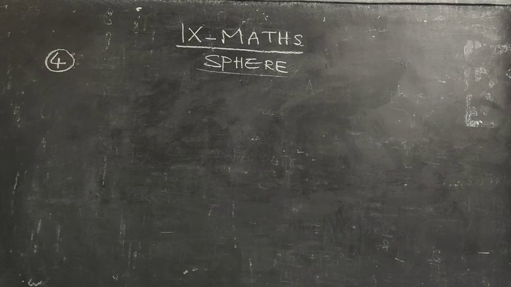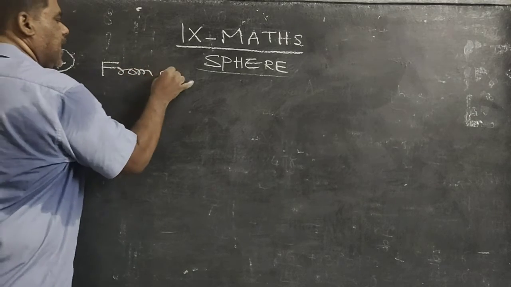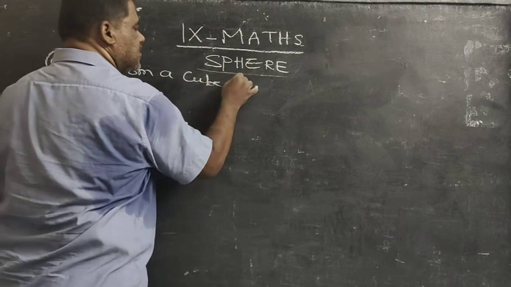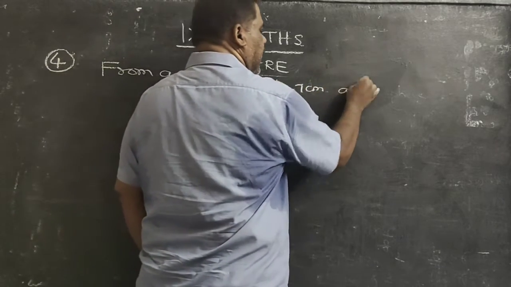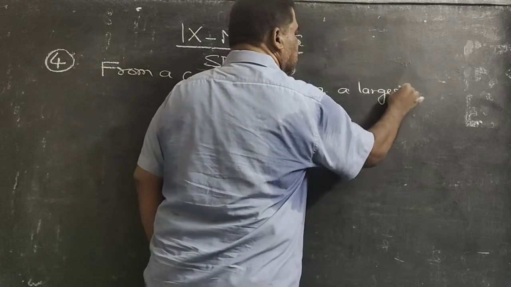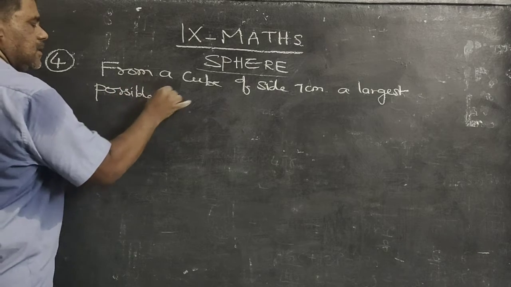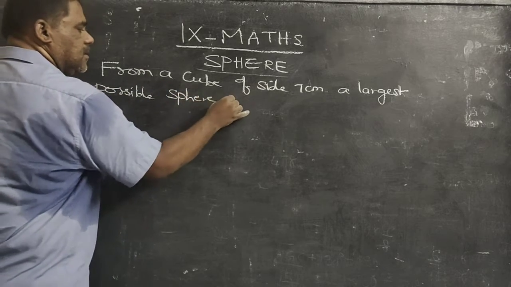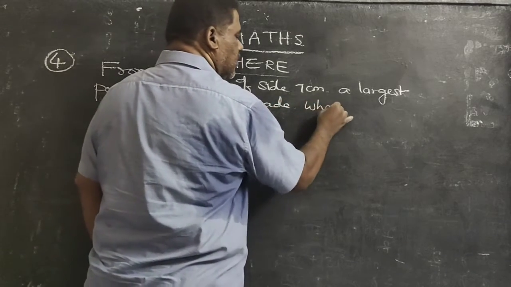Right, fourth problem. From a cube of side 7 centimeters, a largest possible sphere is made. What is its volume?